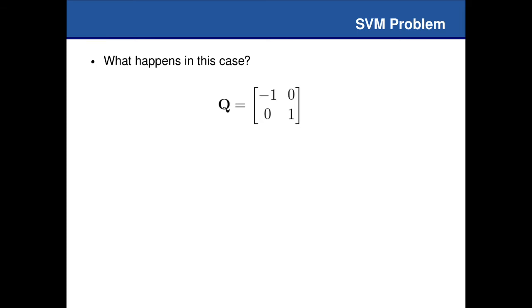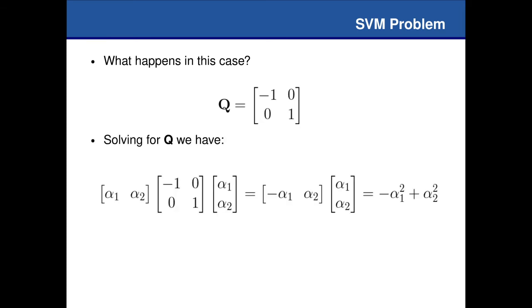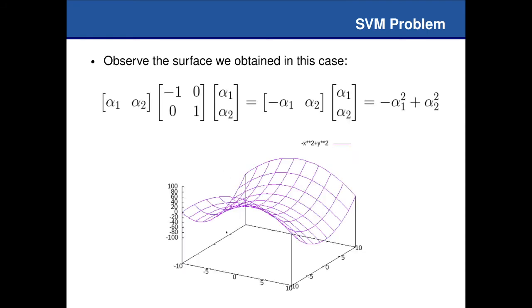This is not a positive semi-definite matrix. Let's see what happens. If I have this matrix and I compute the same, my vector multiplied by matrix multiplied by my vector again, I will have this as a result, a negative alpha 1 squared, positive alpha 2 squared. This will become a saddle. How could I optimize either a maxima or a minimum in this situation? It would be impossible, just impossible to find the support vector machine solution.